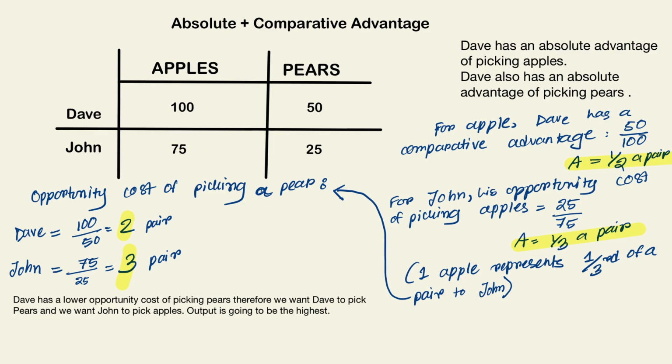The law of comparative advantage tells us if we want to maximize output, we want the people with the lowest opportunity cost to produce that good or service. In our case, even though Dave has an absolute advantage in picking apples, John has a comparative advantage in picking apples. It costs him only 1/3 of a pear to pick an apple, and it costs Dave half of a pear. In this case, we want John picking apples, and they're not going to end up with the same number of apples, but when they trade, they both could be made better off.